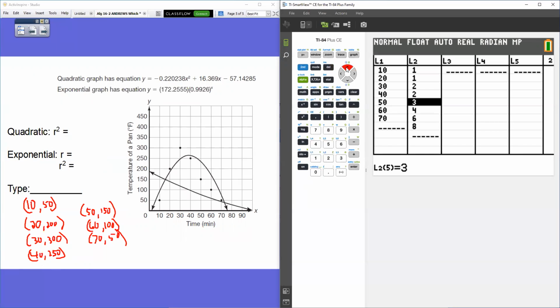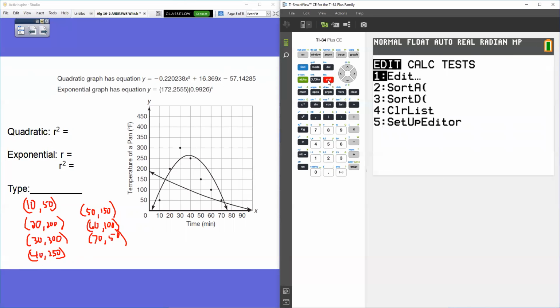For our L2, we're going to type in our Y values. So for our Y values, we have 50, 200, 300, 250, 150, 100, and 50. And we don't need that, 8. So those are my coordinates of the points that are on the graph.